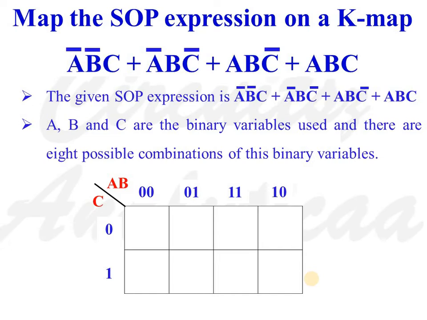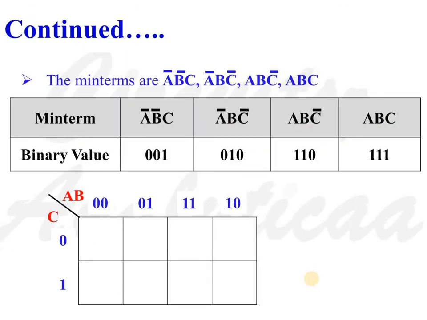The given SOP expression is A bar B bar C plus A bar B C bar plus A B C bar plus A B C. In this expression, there are three binary variables A, B and C, and there are 8 possible combinations of these binary variables. The minterms of the given function are A bar B bar C, A bar B C bar, A B C bar, and finally A B C.